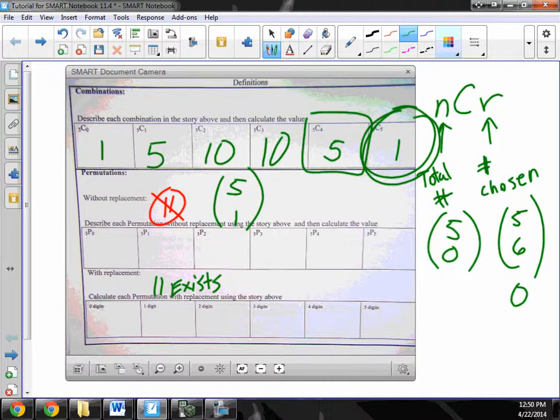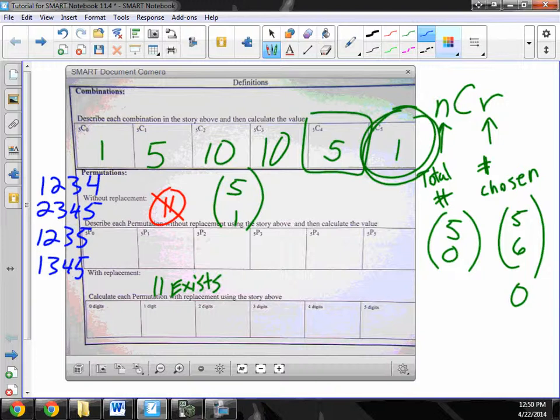Well, let's make the list. What are the 5 ways? 1, 2, 3, 4. 2, 3, 4, 5. 1, 2, 3, 5. 1, 3, 4, 5. Which one are we missing? It's got to be a 1. 1, 2, 4, 5. There it is.